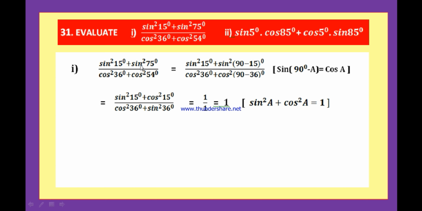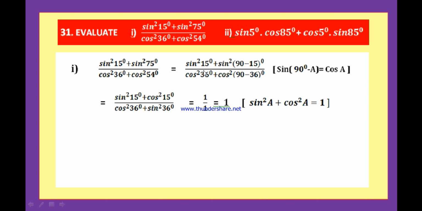Sin square 15 degrees plus sin square (90 minus 15) degrees by cos square 36 degrees plus cos square 54, which is 90 minus 36. Now, we know that sin (90 degrees minus a) is equal to cos a and cos (90 degrees minus a) is equal to sin a, from the trigonometrical ratios of complementary angles. Therefore, in place of sin (90 minus 15), you can write cos 15 degrees, and in place of cos (90 minus 36), we can write sin 36.